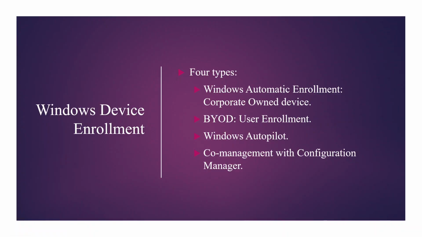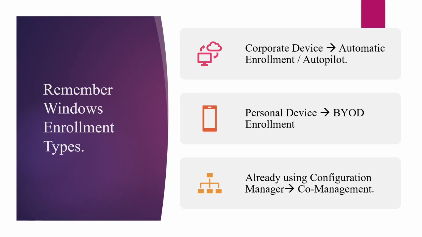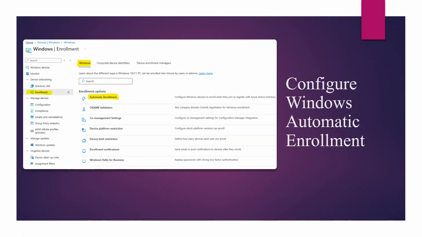Don't worry if these names sound confusing right now. The easiest way to remember them is: if it's a corporate device, go for automatic enrollment or Autopilot. If it's a personal device, go for BYOD enrollment. If it is already using Configuration Manager, consider co-management. Let's start with automatic enrollment.